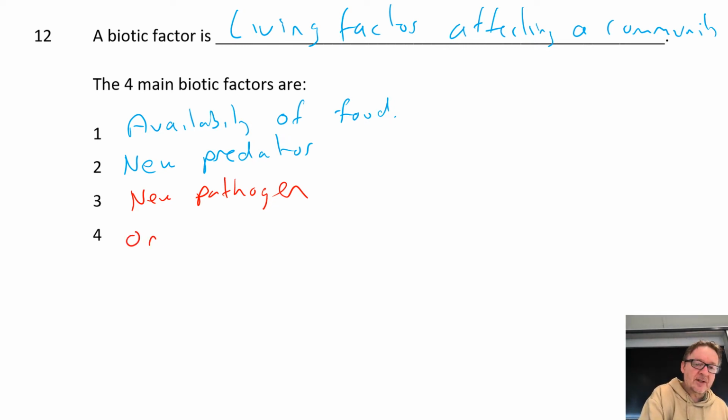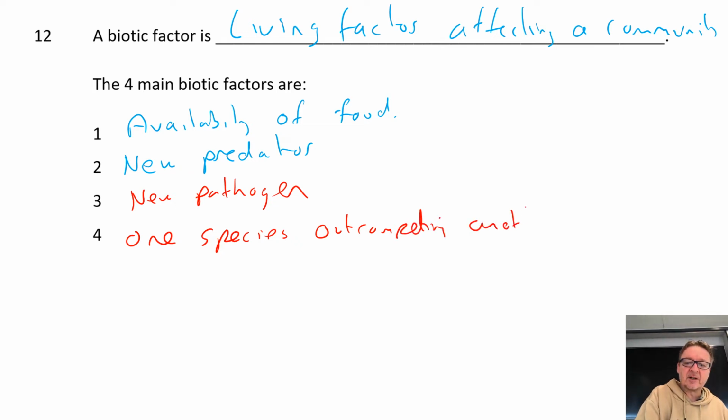And then last one is one species out competing another. Right, another favourite example ever, that is the red and the grey squirrel. Right, red squirrels, little and red and cute. Right, grey squirrels, bigger, stronger and more aggressive. So what they do is they compete with each other because they're after the same foods.